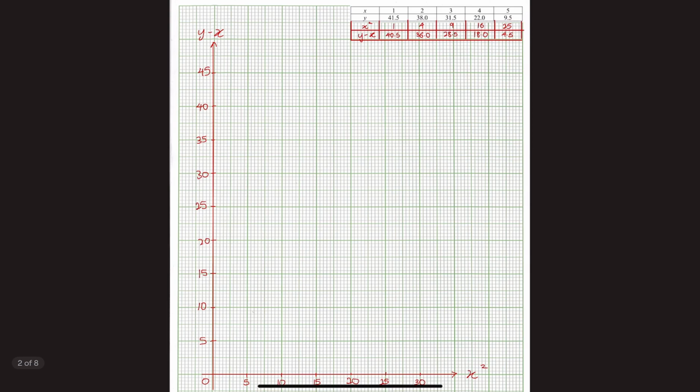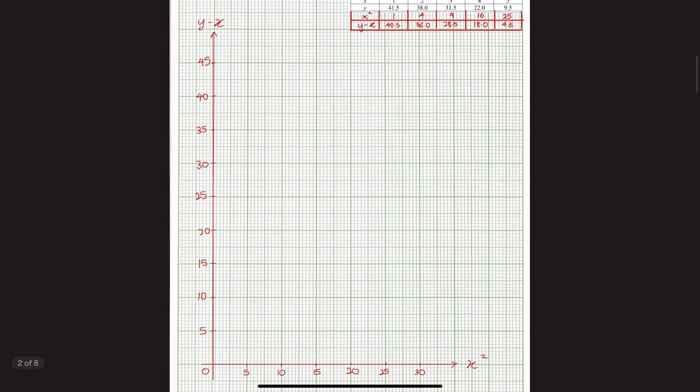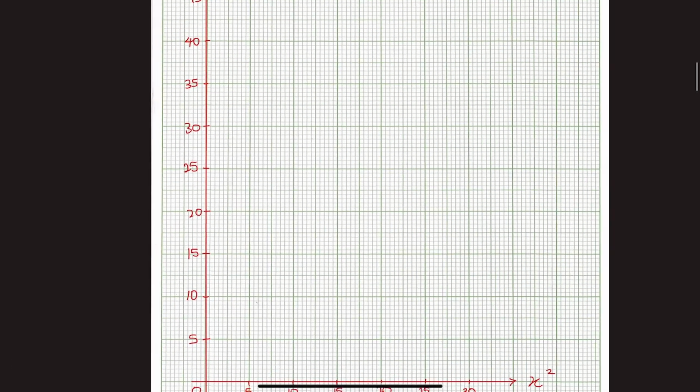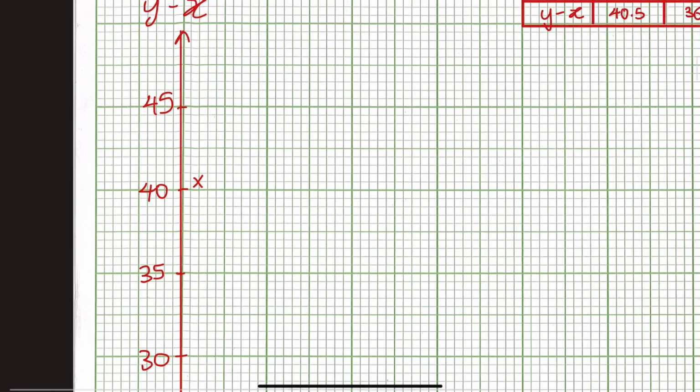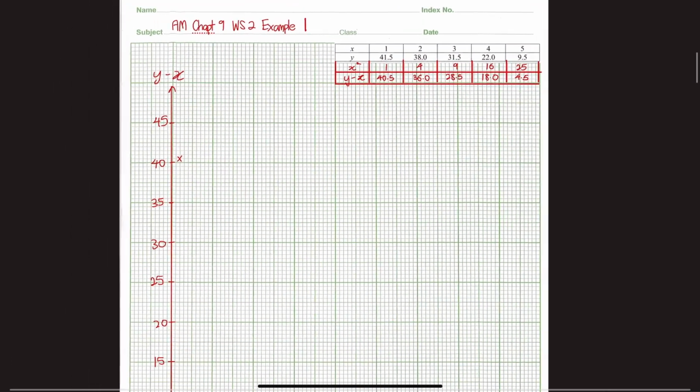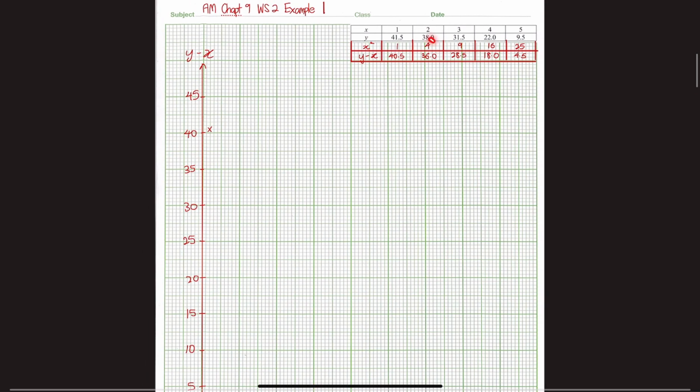Based on this graph here, the first point, when x squared is 1, y minus x is 40.5. So on this graph here, I will use a cross to mark out all my points. When x squared is 1, y minus x is 40.5. So that means that over here, my 40.5 should be here. Okay. Then similarly, I continue marking out the points. So you can pause this video and try by yourself first. Mark out all the points needed to draw this graph here.